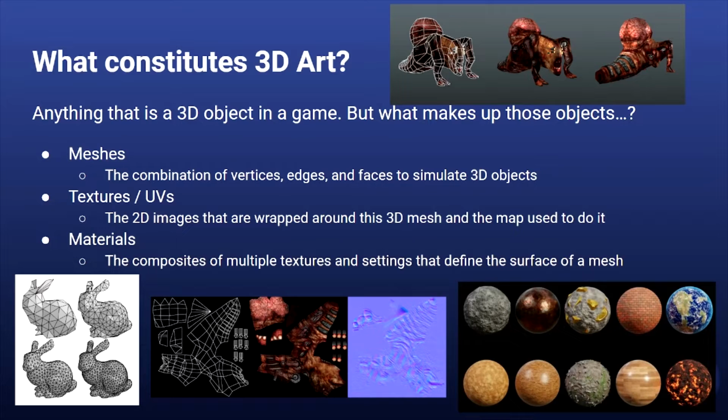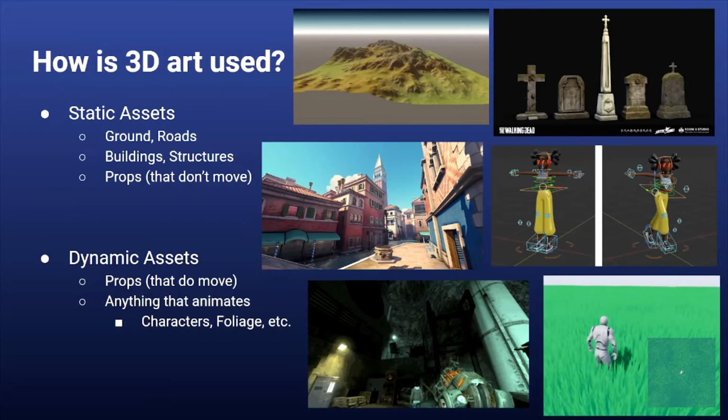So then these are some examples of other materials that you can make. They're just mapped onto spheres. So you have like rock material, metal, bricks, planets if you want to. You can get really complicated with modern procedural texturing. But yeah. So how is it used once you've made this 3D object?